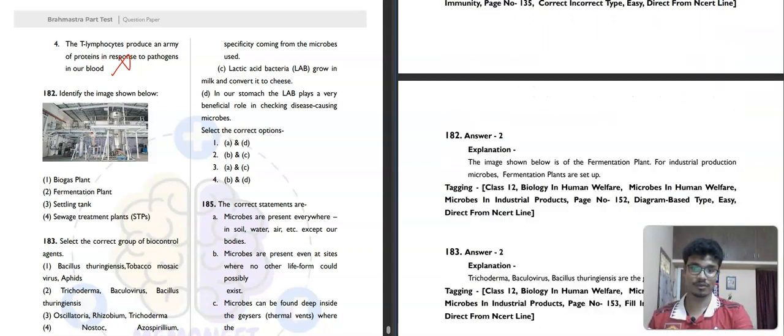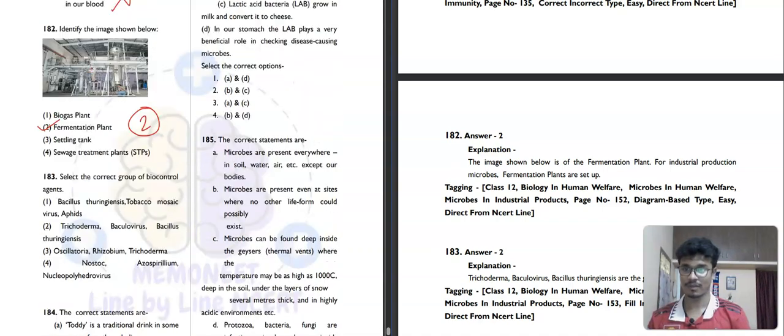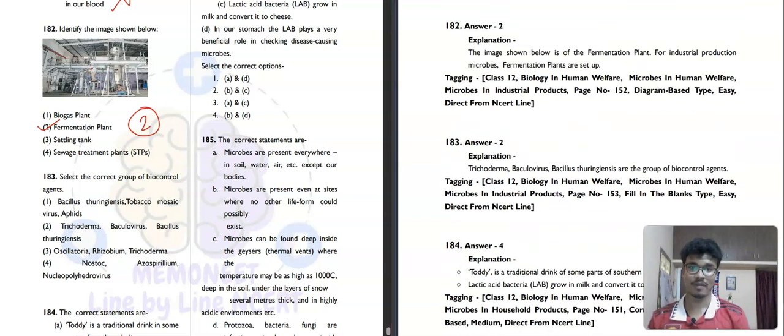Question number 182. Identify the image. You can see this is a fermentation plant, second option. Then moving to the next question, question number 183. Select the correct group of biocontrol agents. So the correct group of biocontrol agents, you know that Trichoderma and Baculovirus, Bacillus thuringiensis. So the second option here will be our correct answer.